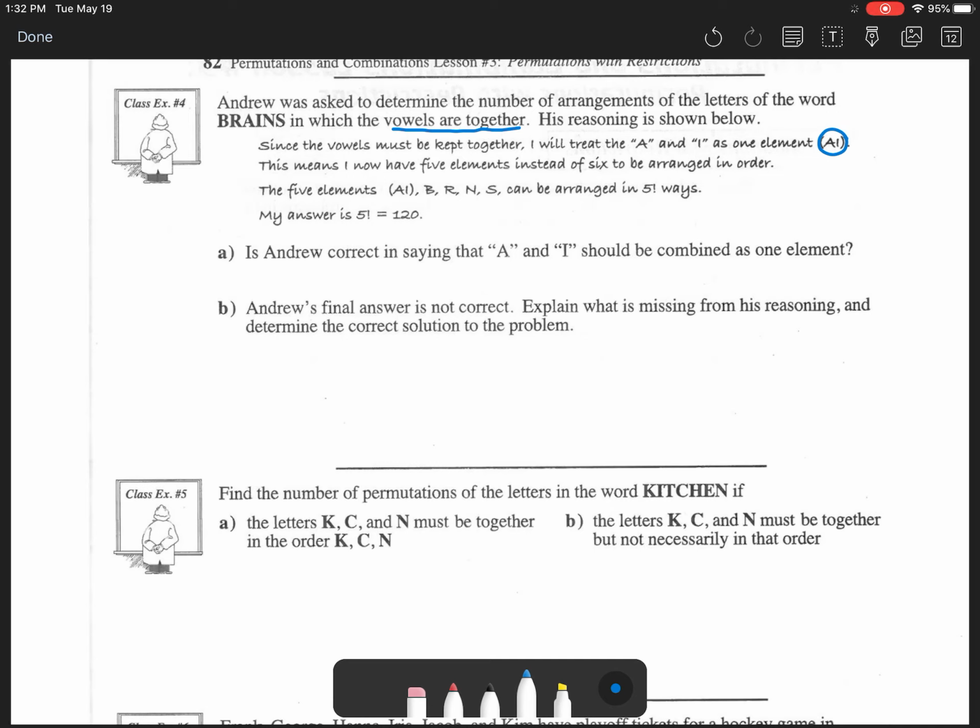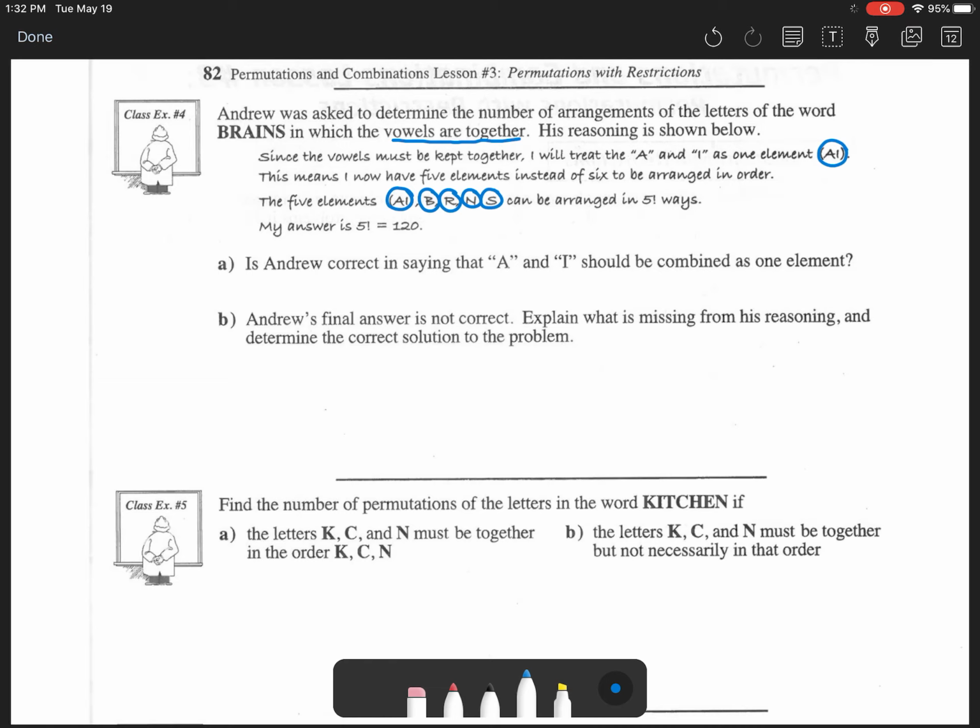So his 5 elements are A and I, that's 1, B, 2, R, 3, N, 4, and S, 5. So in his mind, he's saying, okay, well, how would I arrange 5 things? Well, he's right. 5 factorial would be the number of ways I can arrange 5 elements, and that gives him a total of 120. So I like his reasoning there, but he is missing out on something here.